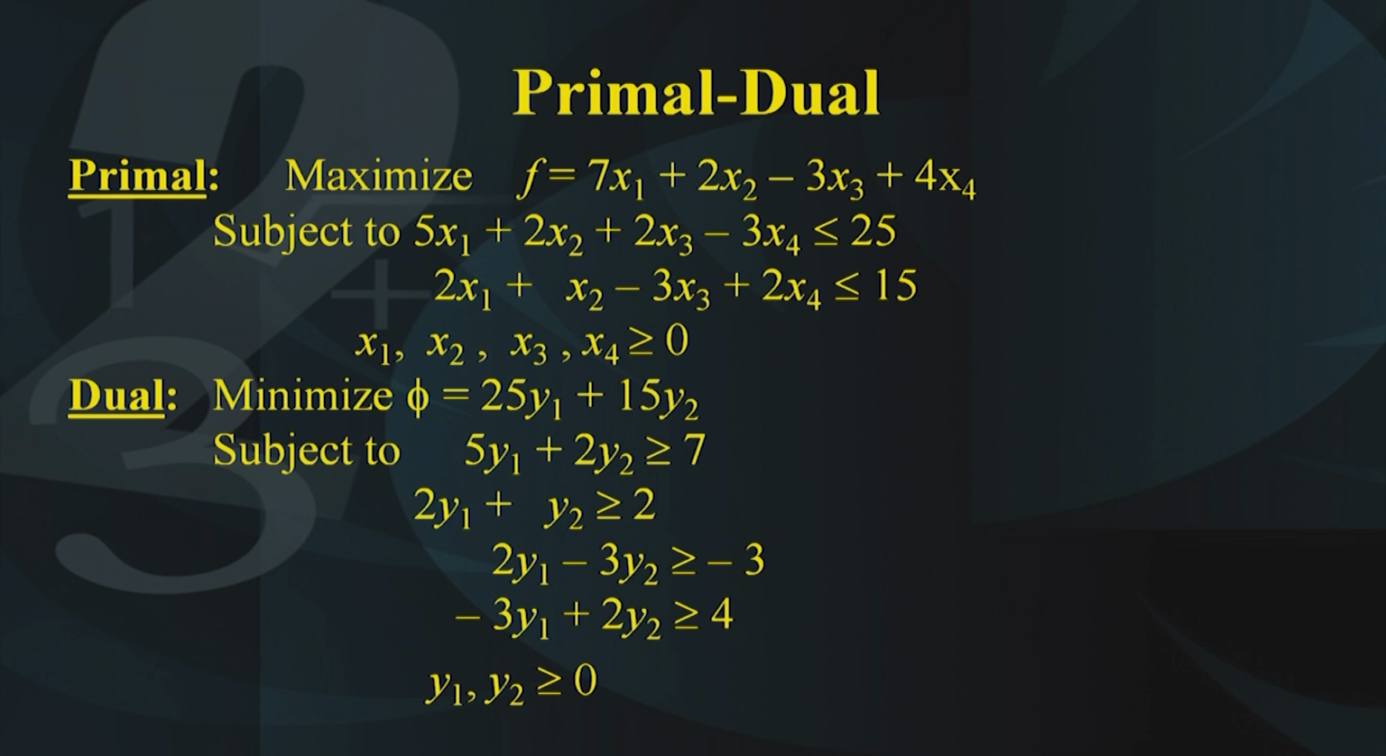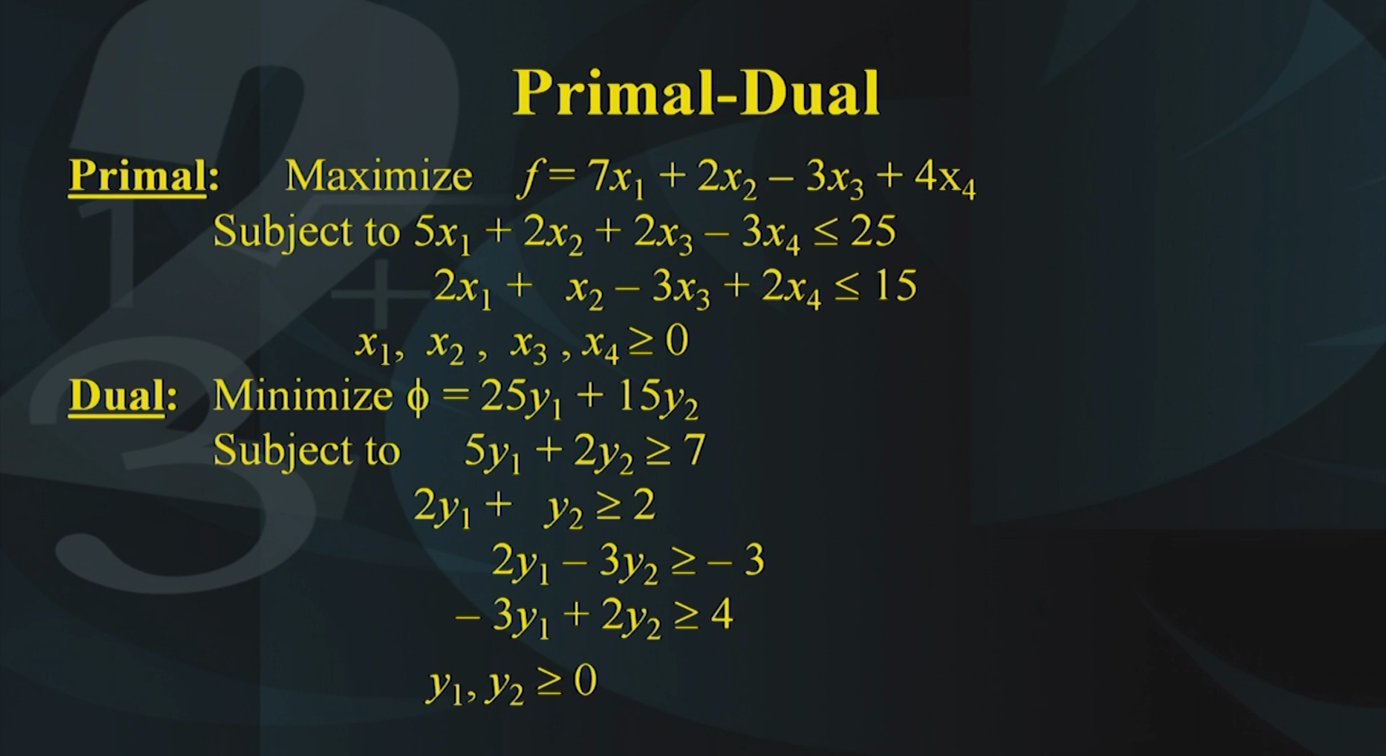On the other hand, the dual linear programming problem is minimization of a function which we will call phi, equal to 25y1 plus 15y2, subject to the following four constraints: 5y1 plus 2y2 greater than or equal to 7, twice y1 plus y2 greater than or equal to 2, twice y1 minus 3y2 greater than or equal to minus 3, and the last constraint is minus 3y1 plus 2y2 greater than or equal to 4, and both the decision variables y1 and y2 are greater than or equal to 0.